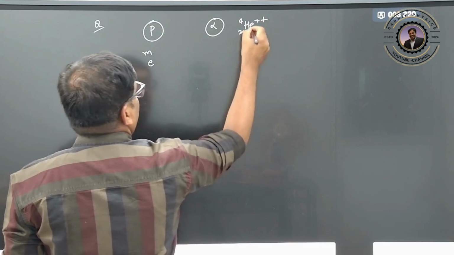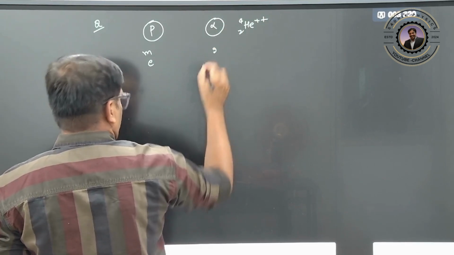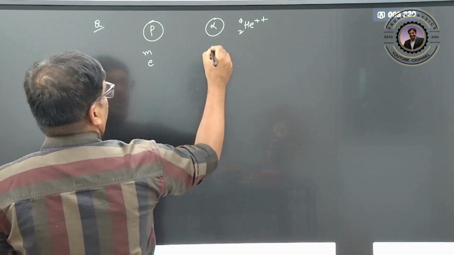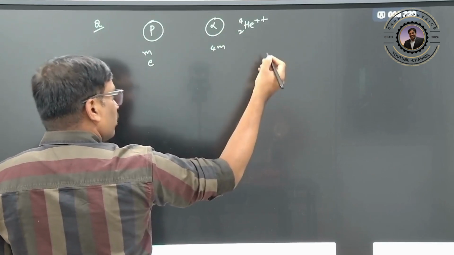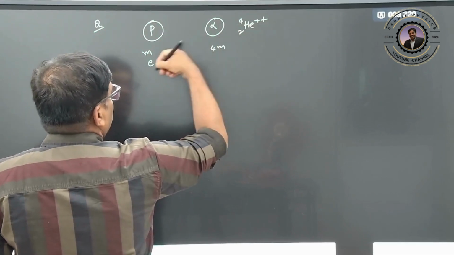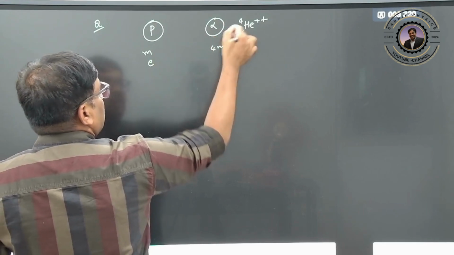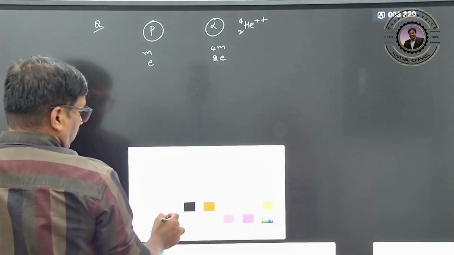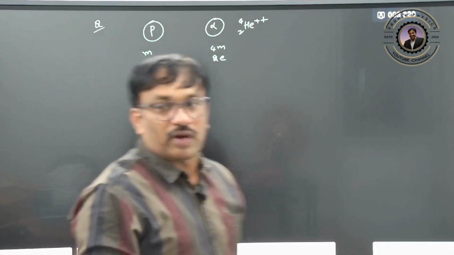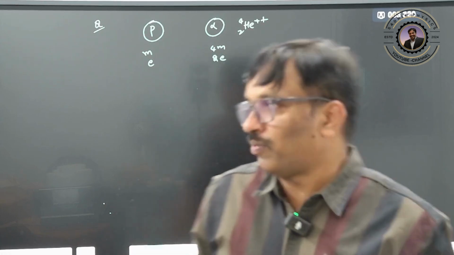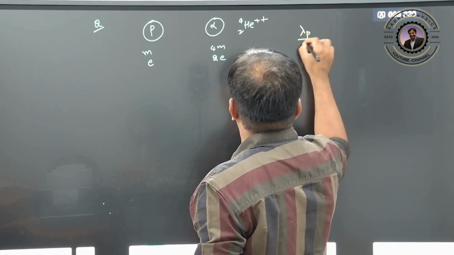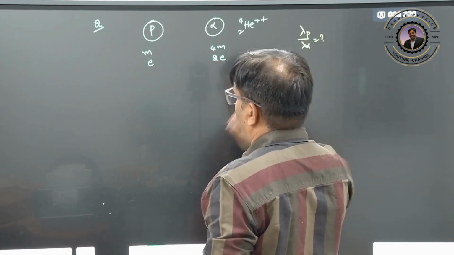Clear? So the mass of this one is nothing but 4 protons. So here, 2 protons and 2 neutrons, therefore 4m, the mass of the proton and neutron assumed to be equal. The charge of this one, a doubly ionized one, is therefore 2e. So this information is required. Now we want to calculate the ratio of their de Broglie wavelengths, proton by alpha, in different situations.